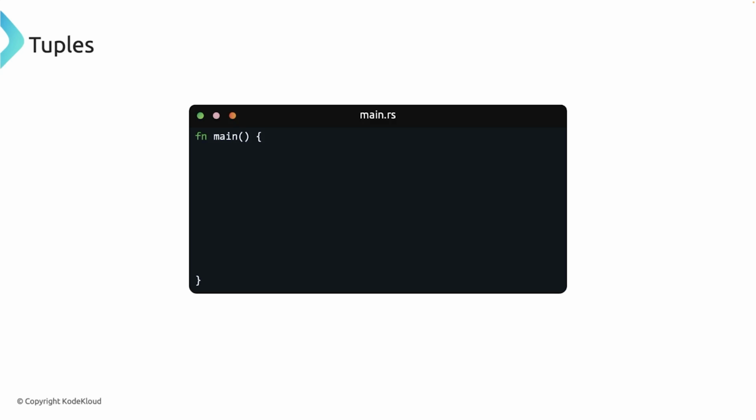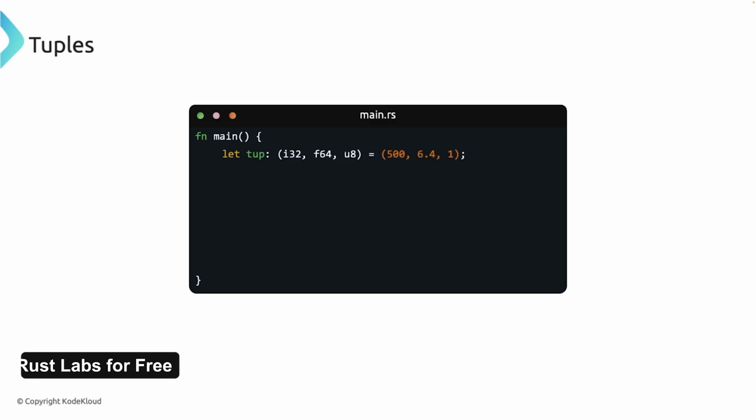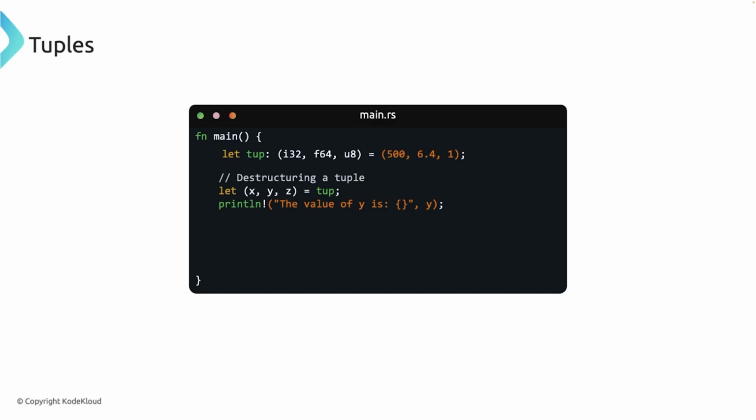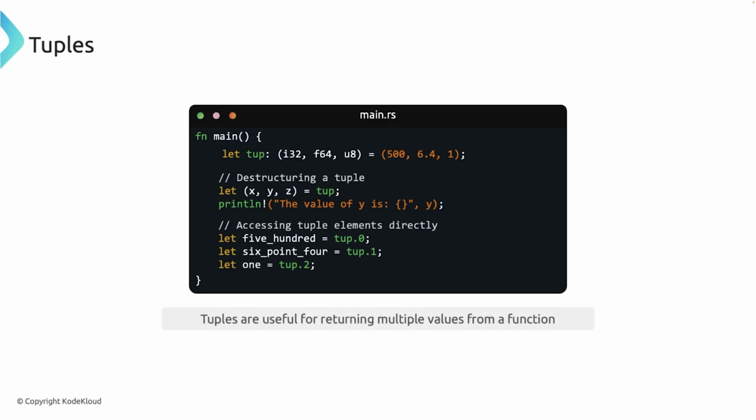First up, we'll start with tuple declaration. Over here, we have created a tuple tup with 3 values of types i32, f64 and u8. Then we're going to destructure the tuple. Over here, we have variables x, y, z, and the tuple is broken into x, y, and z, and y is printed as 6.4. We can also access tuple elements using an index. Elements are accessed directly by using dot notation, such as tup.0, tup.1, and tup.2. Tuples are useful for returning multiple values from a function.